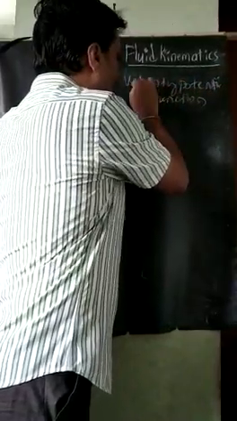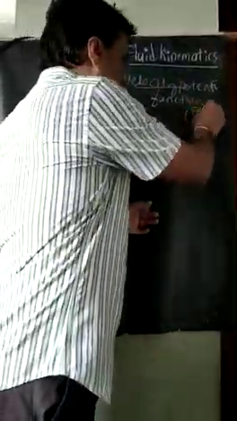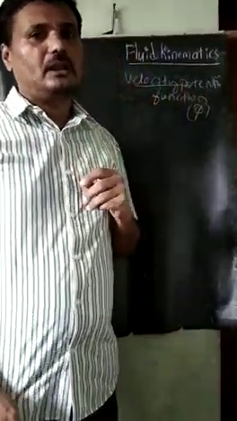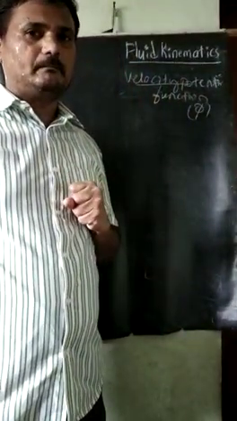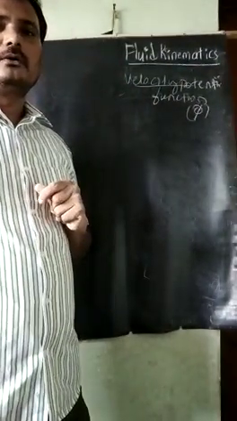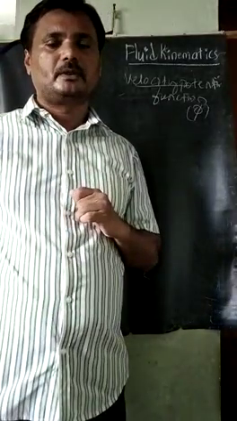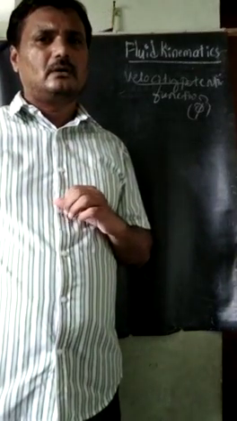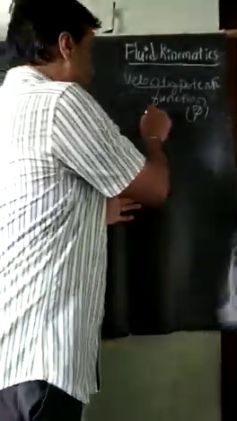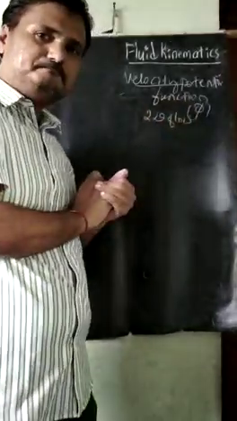Velocity potential function is represented as phi. Phi is the symbol for the velocity potential function. So what I will do now is write the mathematical equation for this velocity potential function, assuming a 2D flow.